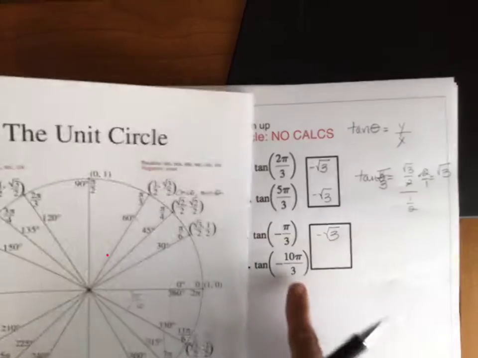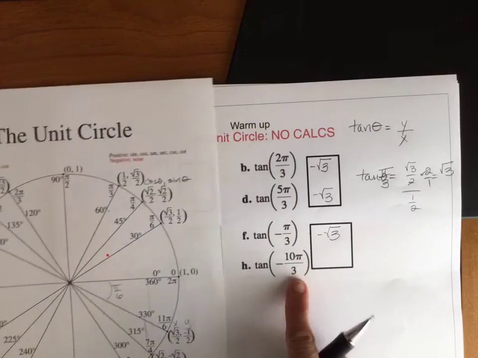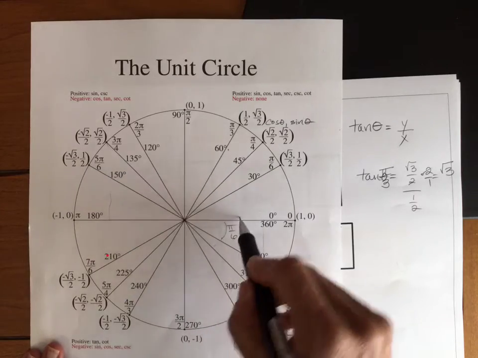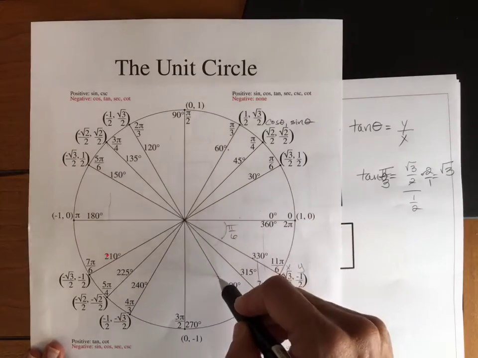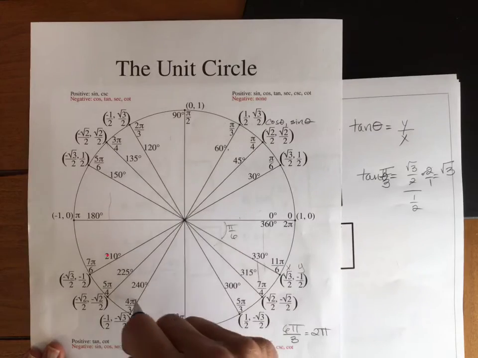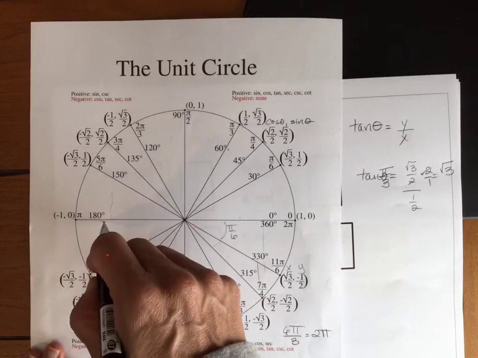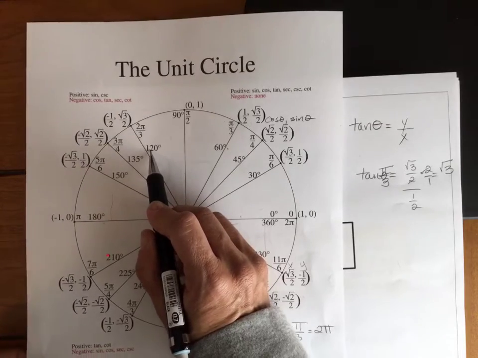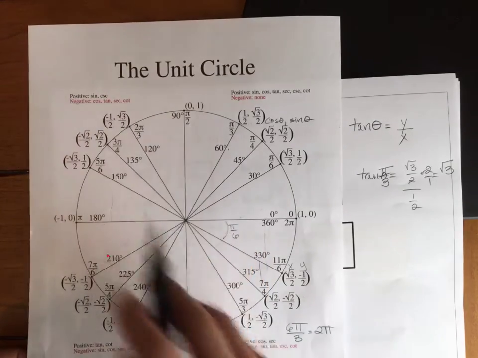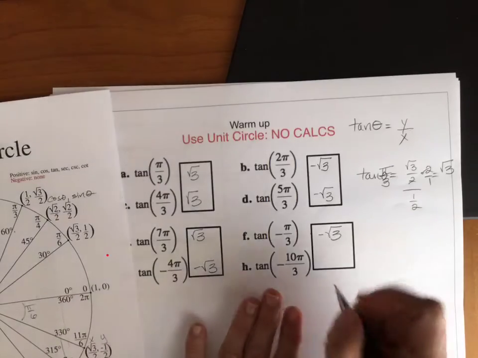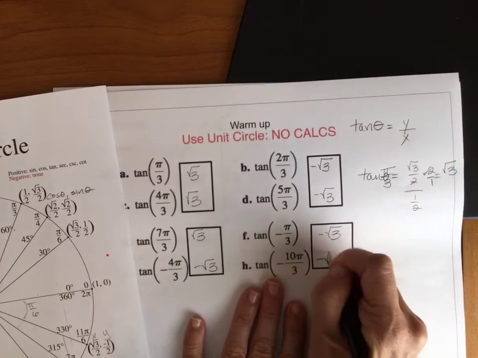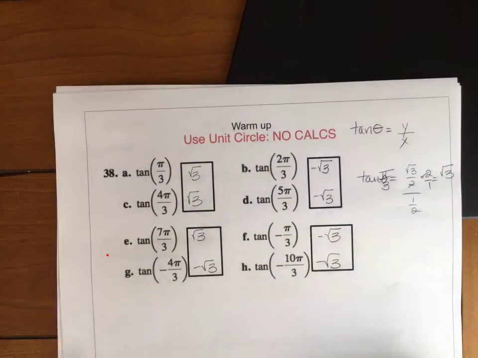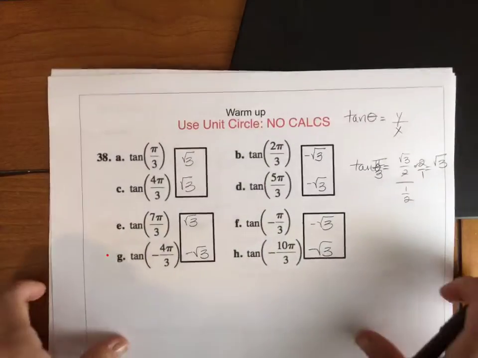And then if I wanted to do the negative 10 pi over 3, so remember, we're going around clockwise, so this is a negative 6 pi over 3. Then we have 7 pi over 3, 8 pi over 3, 9 pi over 3. Oh, look, we're back here, 10 pi over 3, which is the same as 2 pi over 3. They're coterminal. And so I also have a negative root 3. All right. Let me know if you have any questions on that.